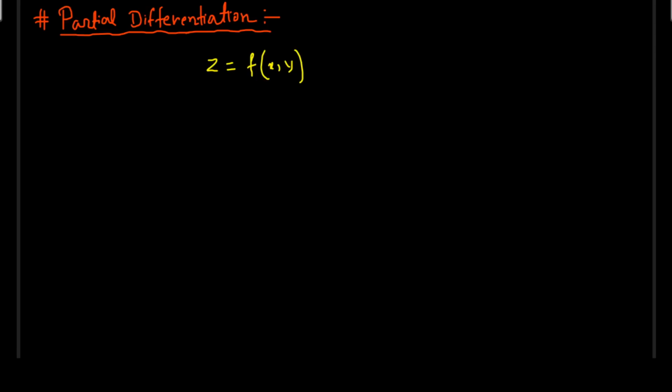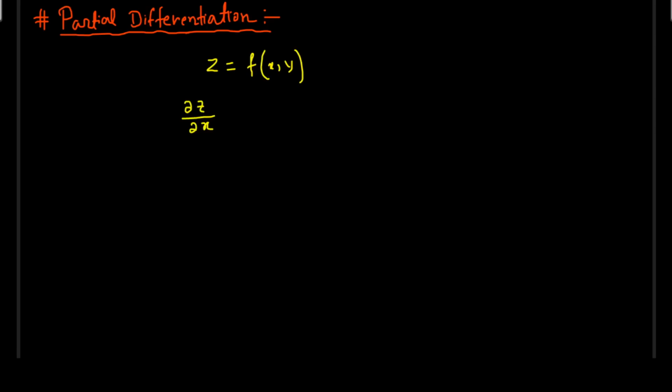These kinds of derivatives, when the differentiation is taken with respect to only one variable, treating the other variables as constant, are known as partial differentiation. So if we take the differentiation of z with respect to x only, we can write it like this: del z over del x.